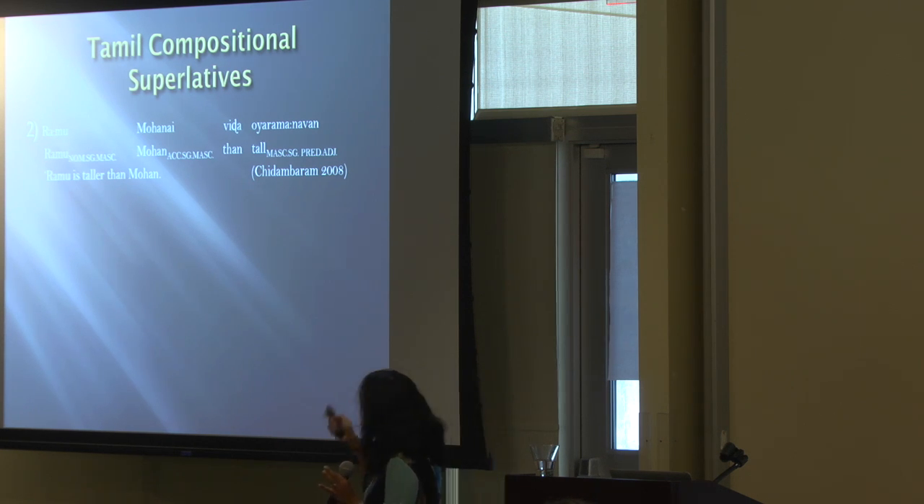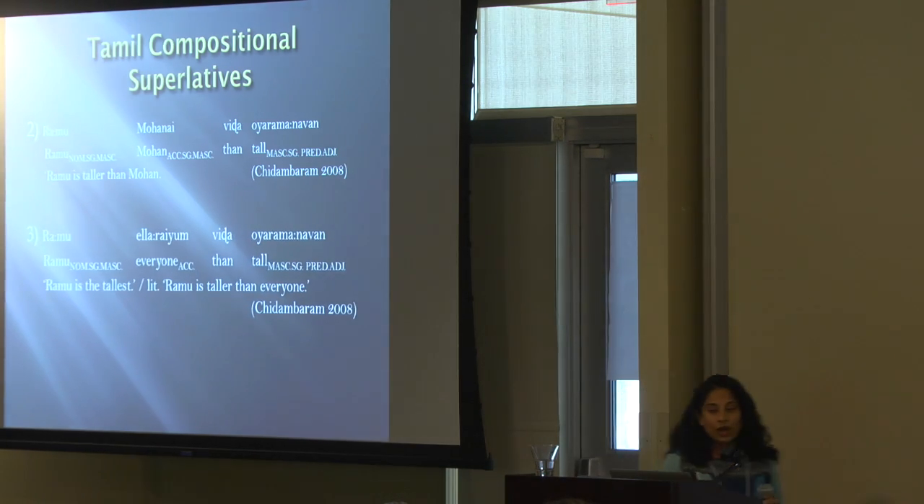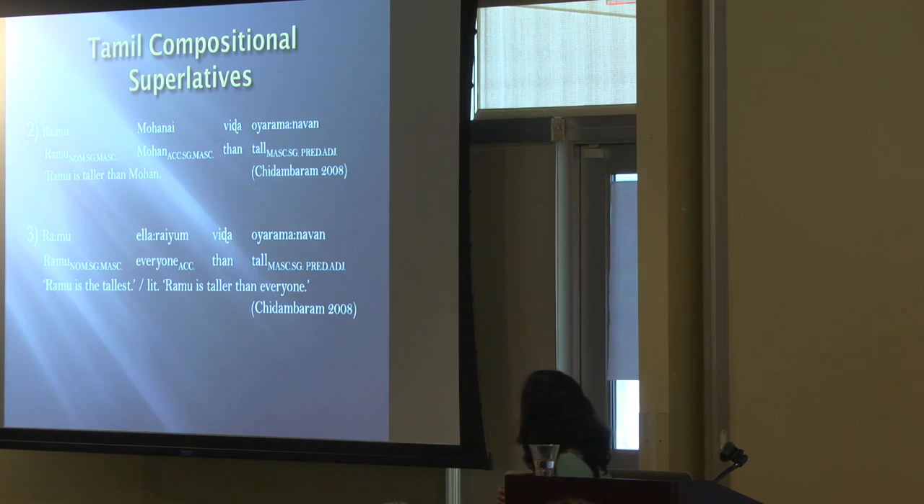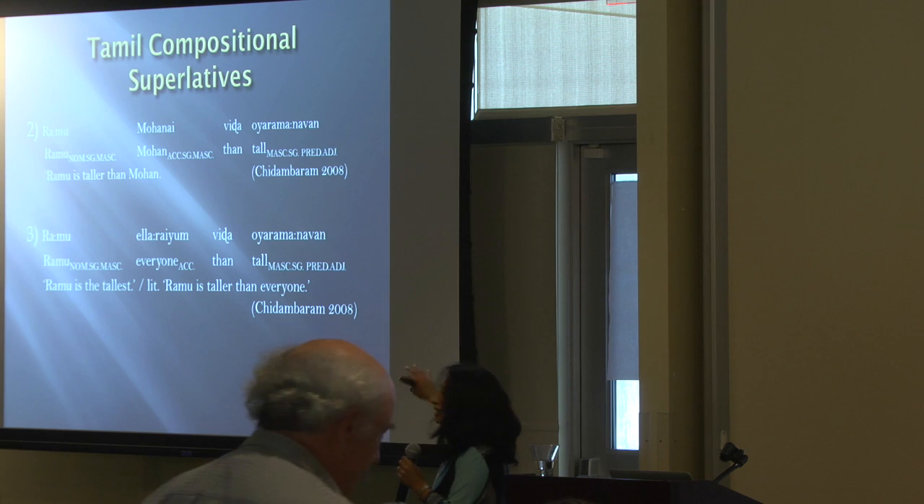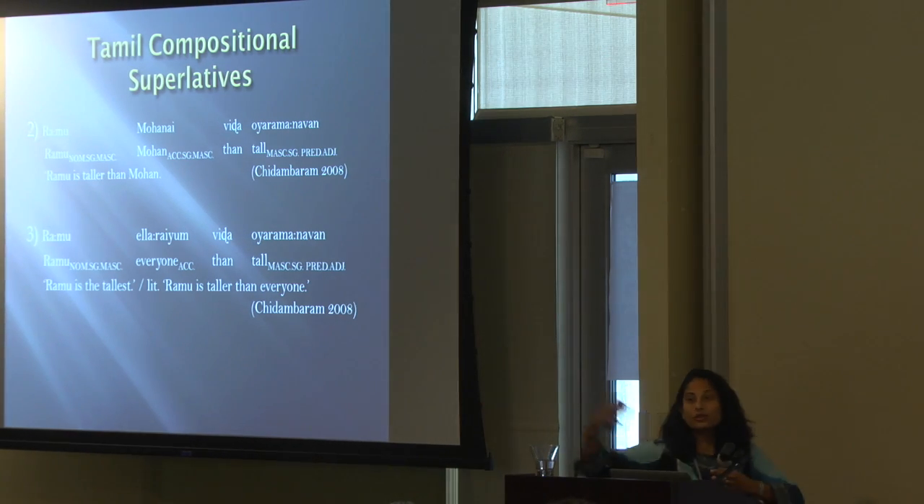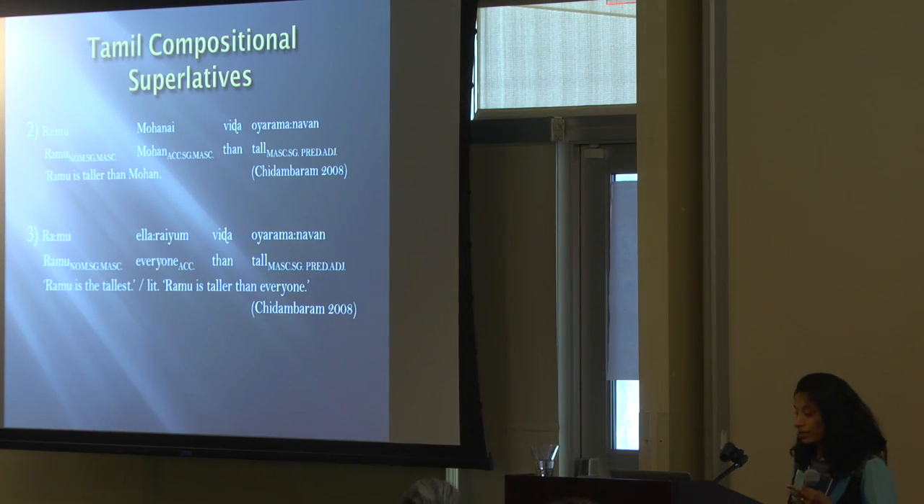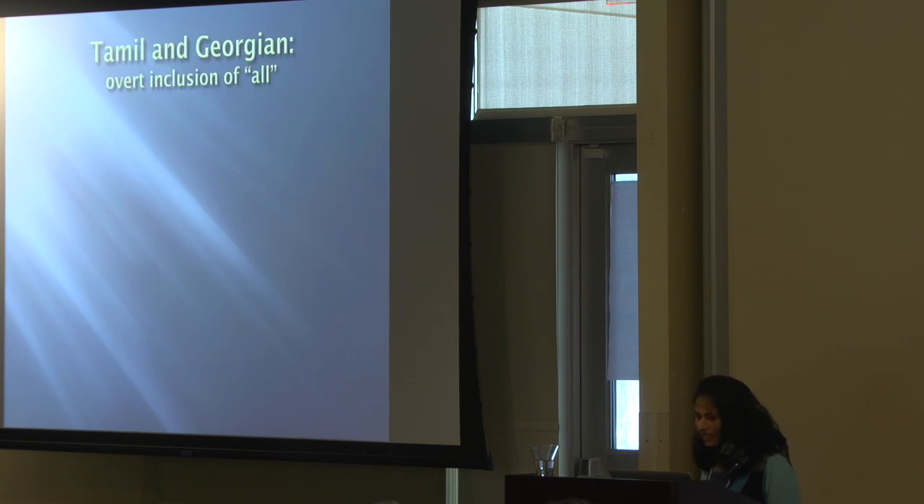Now to create the superlative, it's actually pretty easy. You basically just replace Mohan with the word all, that universal quantifier, right? Ramu ellarayum vida oiramanavan. Ramu is taller than everyone is literally what that means, but that translates to Ramu is the tallest. Turns out Tamil and Georgian are actually pretty much the same in this.